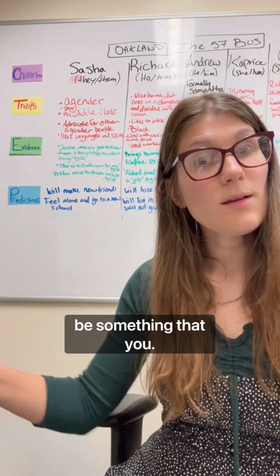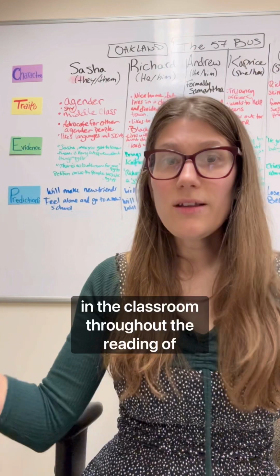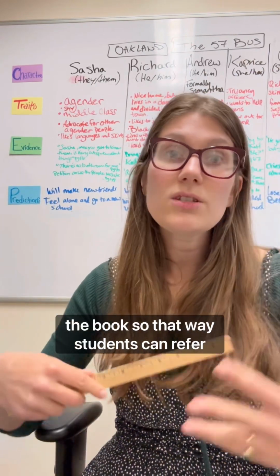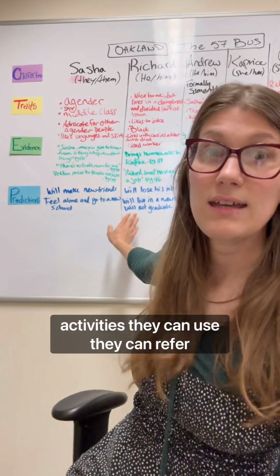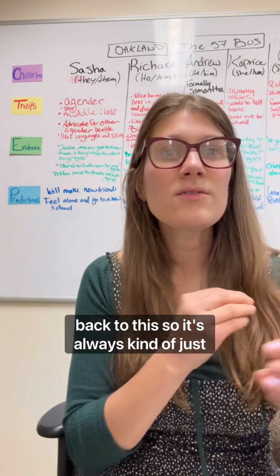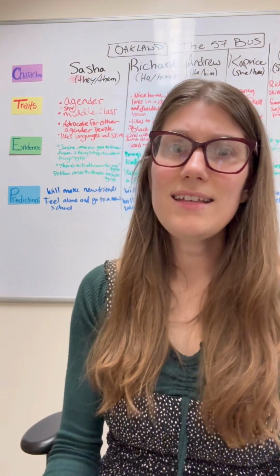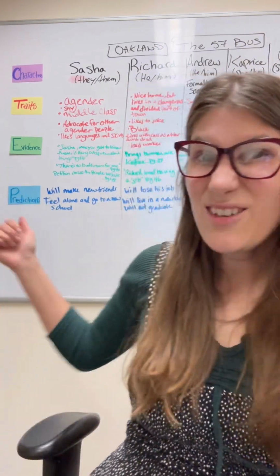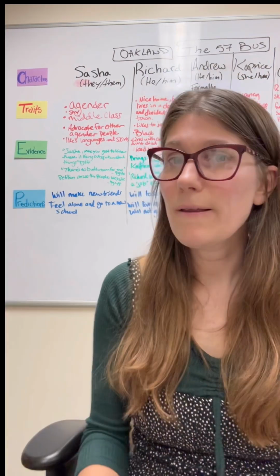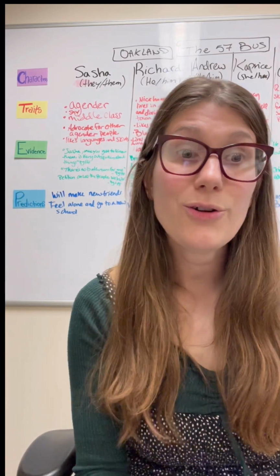Now, ideally, this would be something that you would have in the classroom throughout the reading of the book, so that students can refer back to it. If you're utilizing any writing activities, they can refer back to this. So it's always just making those connections and having the information available to them. Another great thing that you can do with these charts is if you have a student who's into art, they can draw these characters and give them a little bit of a boost as well. So this is just something that you can organically create in your own classroom.